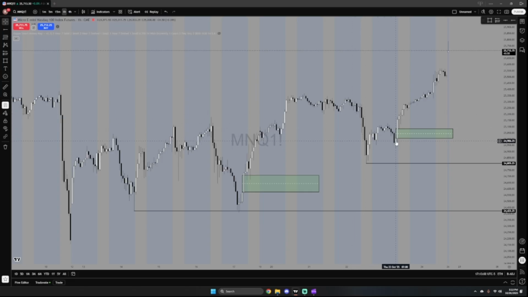The reason why I love FVGs is because they give me precision. I'm not chasing. I'm letting the market return to fill the inefficiency. But remember, a FVG means nothing without context. It has to align with structure and liquidity. That's how I keep my trades mechanical. One, two, three confluences stacked before I even think about an execution.